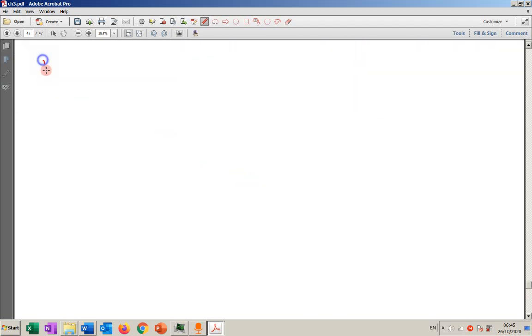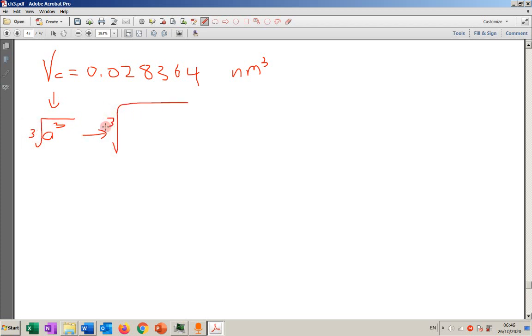So we found the volume to be 0.028364 nanometer cube. I'm going to find a, because we know that V is equal to a cube. So if I want to find a, I'll take root 3 for this side and root 3 for the volume, which is 0.028364. Then in that case we get a.